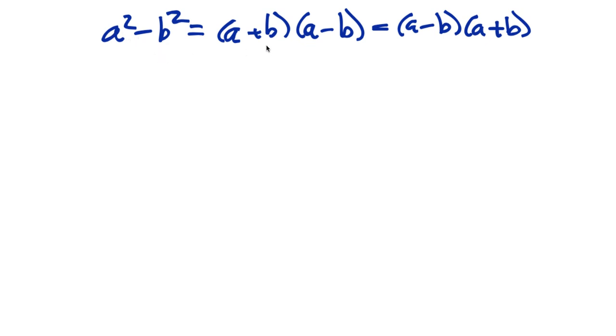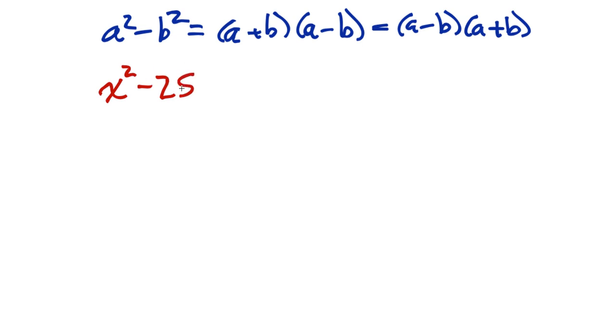A squared minus B squared would be either A plus B, that quantity, times the quantity A minus B, or the quantity A minus B times quantity A plus B. Let's see how this looks in real life. You'll probably encounter something like this pretty soon in math: x squared, say, minus 25.